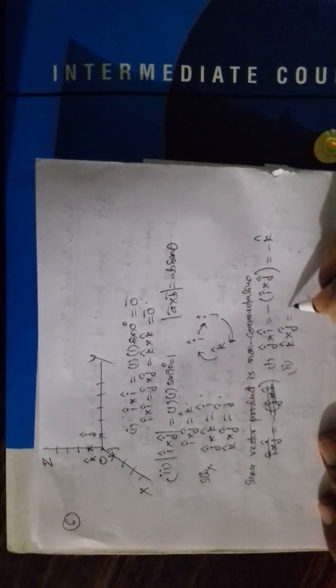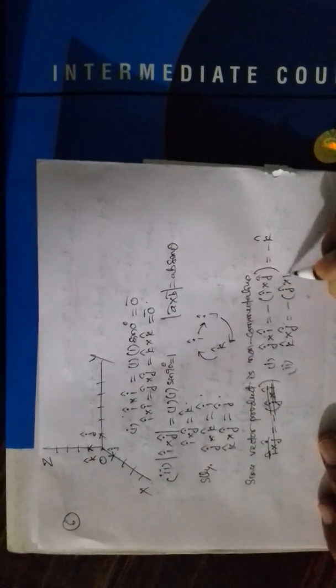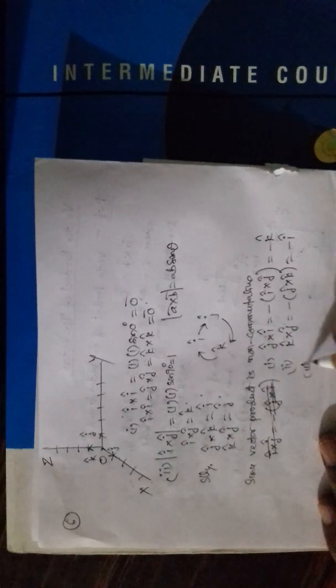Similarly, j cross k is i, so k cross j is minus i. Similarly, k cross i is equal to j, so i cross k is minus j.